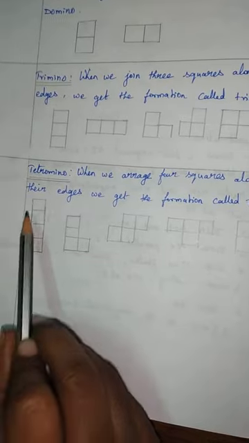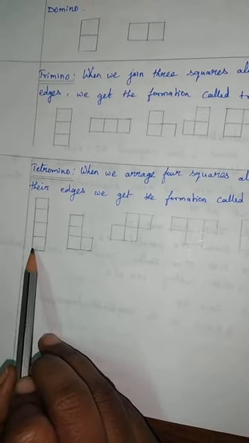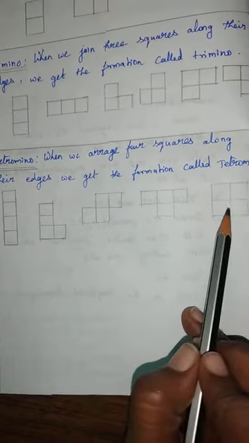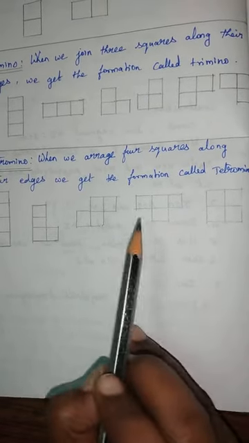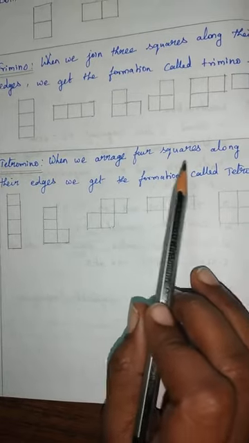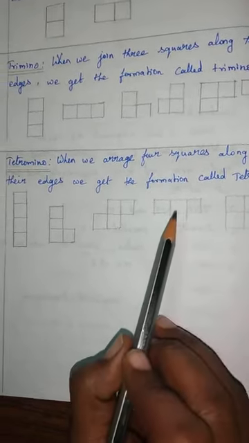That is, the horizontal tetromino will be converted to a vertical one, and the L-shaped tetromino can be rotated by 90 degree, 180 and 270. We will get 3 more tetrominoes. In the same way for the other tetrominoes also. Thus, the formation of 4 squares formed by joining edge to edge are called tetrominoes.